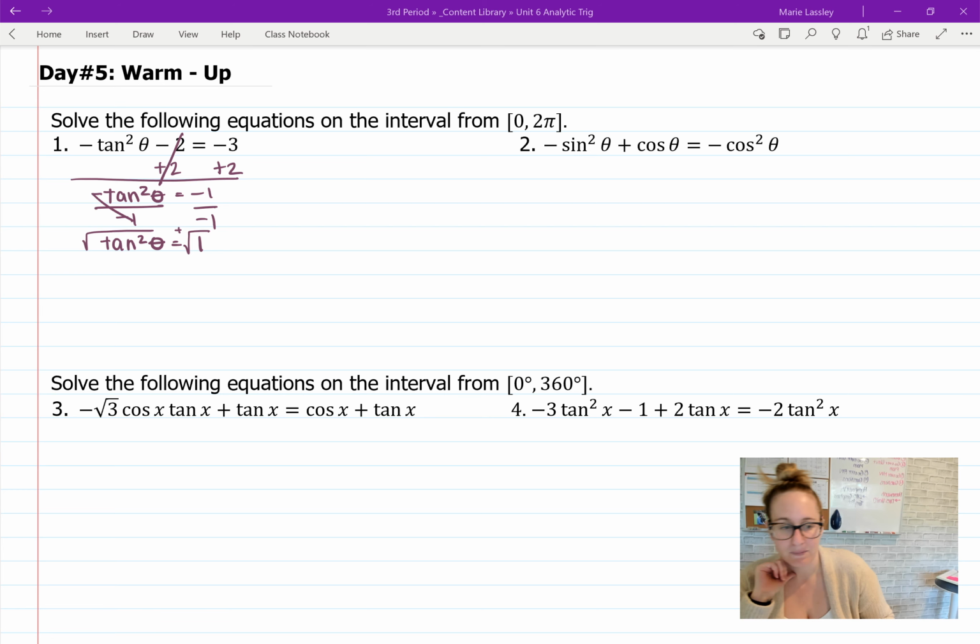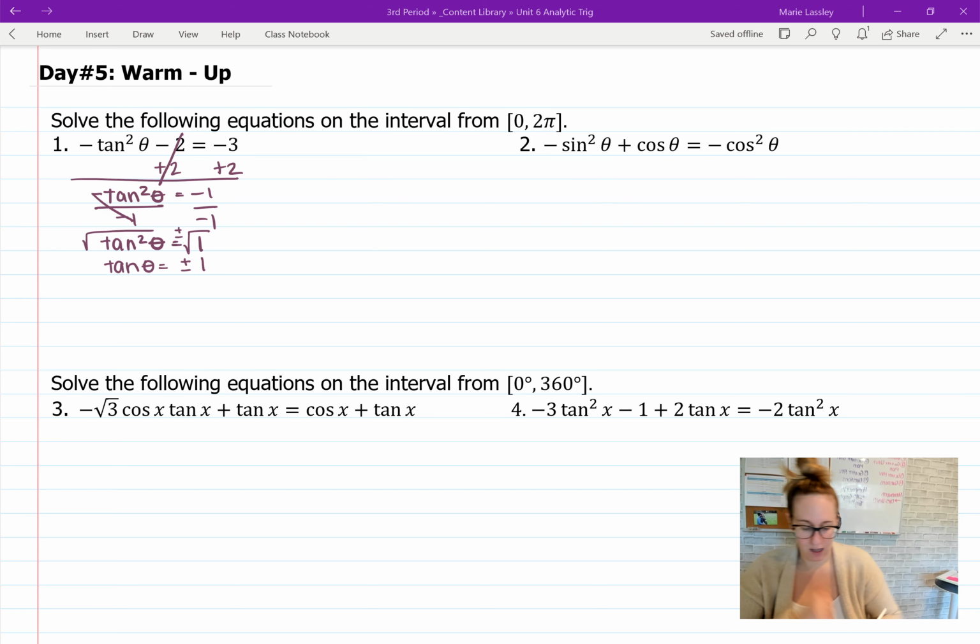Now for the last bit. We want to get theta by itself, so we want to get rid of tangent. In order to do that, we must take the inverse tangent of both sides of our equation. So we're going to do inverse tangent and then inverse tangent. Now what we have is theta equals inverse tangent of plus or minus 1.